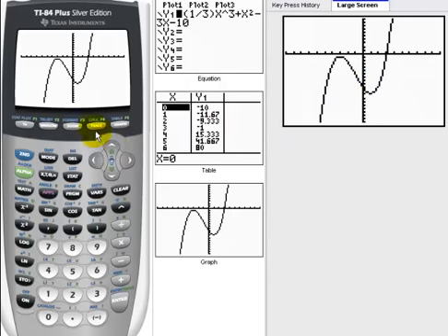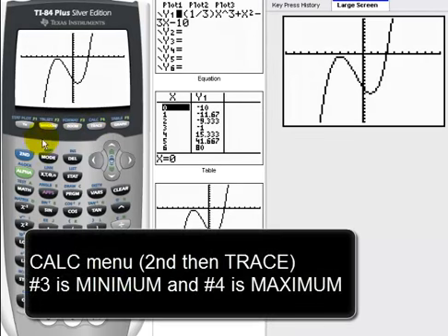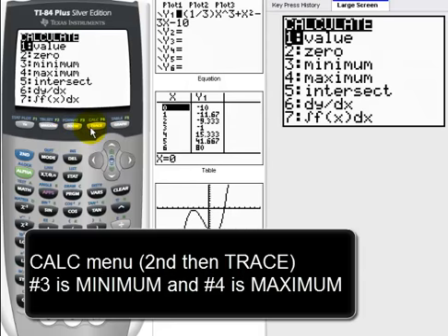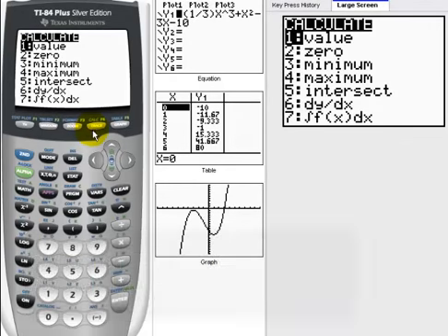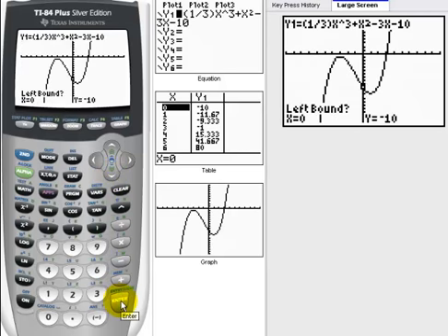And what I'm going to be doing is under the calc menu, which is above the trace key, I'm going to hit second trace, and in the calc menu you can see number 3 is a minimum, number 4 is a maximum. And I guess I'll just go in a left to right fashion. If I look over here at the graph, the maximum came first, the minimum came second from left to right. So let's go ahead and find this maximum first. Let me choose number 4 and hit enter. And let's find that maximum.